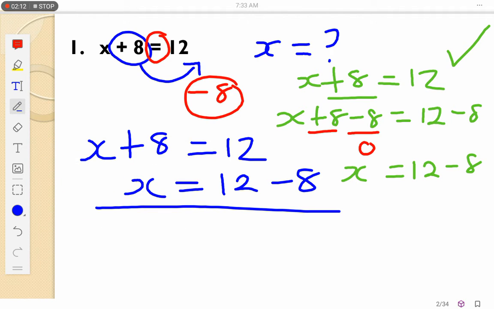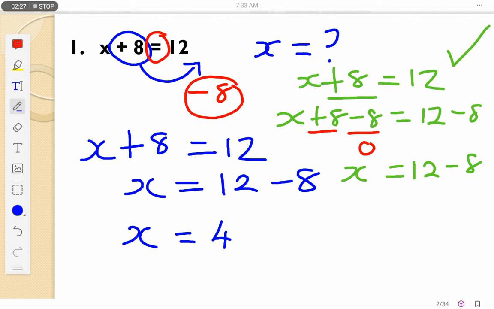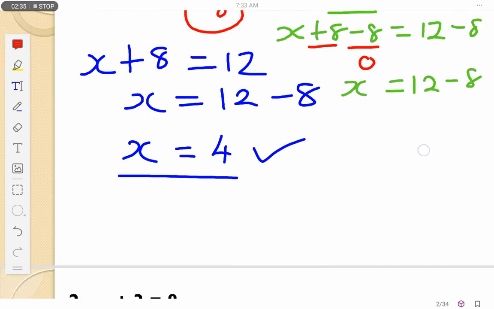So when I reach this point, I'm going to say x is equal to 12 minus 8, and I can subtract. We get what? We get a 4. So this becomes our value for our x. I'm going to be interchanging these two methods, so that you understand.